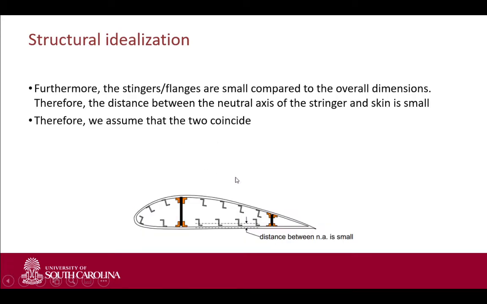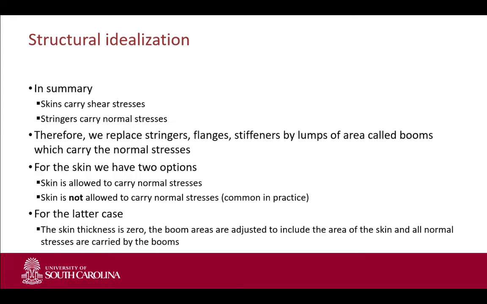Another thing we said as well is, well, we know that in the overall picture, the distance from the skin centroid to the stiffener centroid is going to be very small. So therefore, we assume that these two coincide as well. So very simply stated, we have our skins that carry shear stresses, and stringers or stiffeners carry normal stresses.